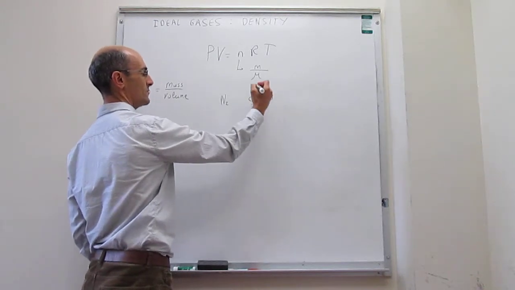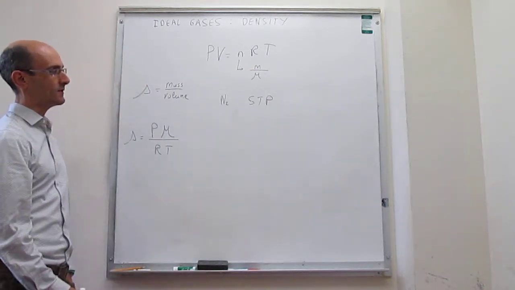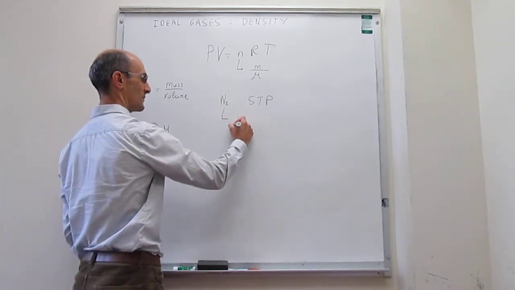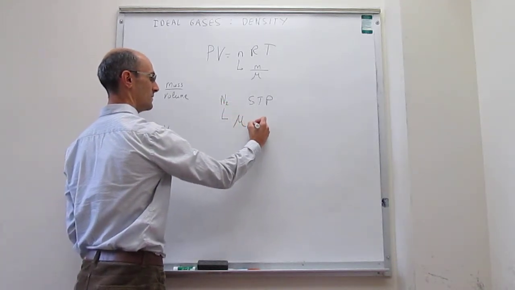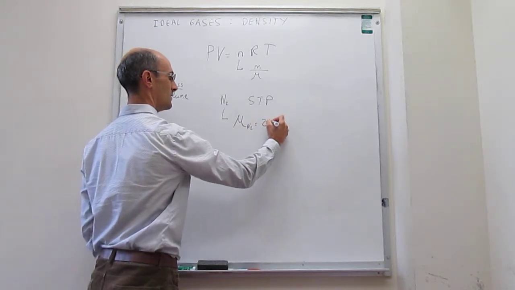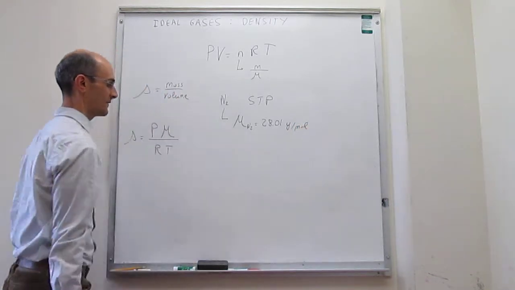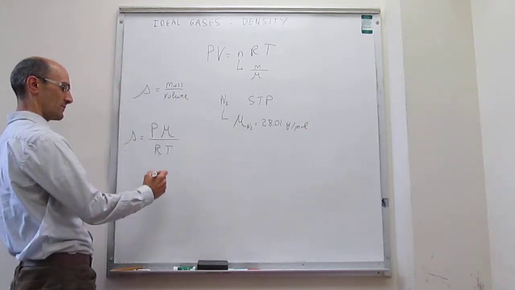We can calculate what the density of N2 is at STP. That is going to be a useful set of conditions of pressure and temperature. The molar mass of N2, we go to the periodic table and find that the molar mass of N2 is equal to 28.01 grams per mole. Let's see how that works for the density calculation.